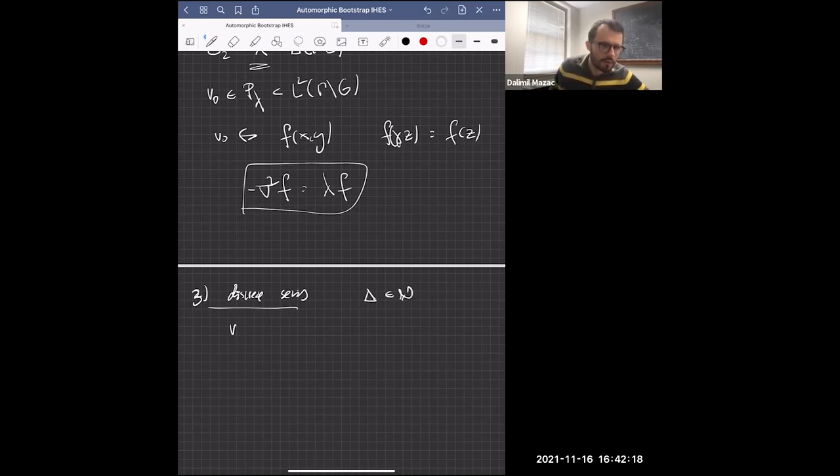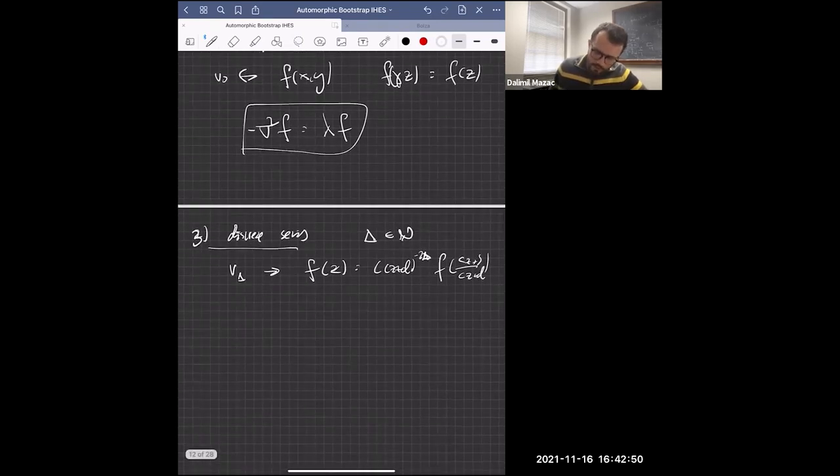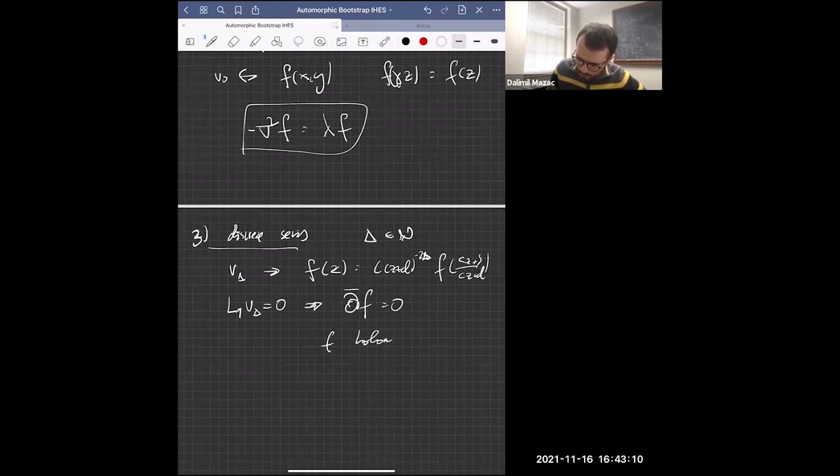And it's a lowest weight representation. The lowest weight vector can be denoted V delta, and it corresponds to some function which now transforms with a non-trivial factor, like a modular form under gamma of weight 2 delta. Now it's a lowest weight representation, so L1 annihilates V delta. This is like the primary operator of the conformal field theory. This turns out to be equivalent to the statement that F is holomorphic. In other words, F is a holomorphic modular form for the group gamma.